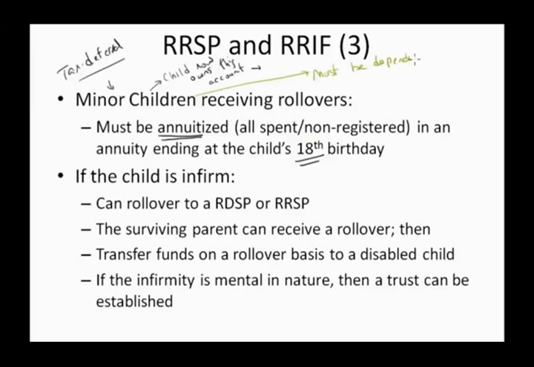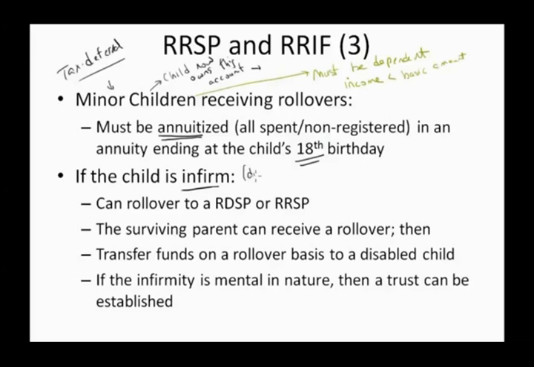And the actual definition of dependent is that they have some sort of dependency relationship with their parent or with whoever's passing them in the rollover, and it has to be a parent type relationship. It can't be just anybody. And their income has to be less than the basic personal amount, which is currently right around $11,000. Now, if the child is infirm, so child's infirm, now we have a little bit more available to us in terms of planning opportunities.